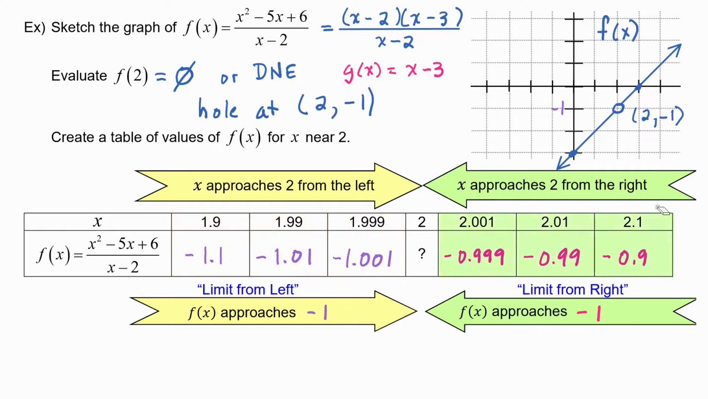Whereas, as x approaches 2 from the right, we can see that the y values are approaching negative 1 through numbers that are slightly above negative 1. So on the graph right here, as we come into 2 from the right, the y values are decreasing down to negative 1. And that's how this table of values relates to the graph.